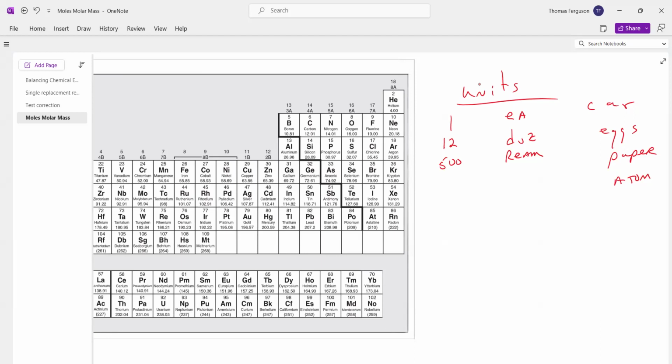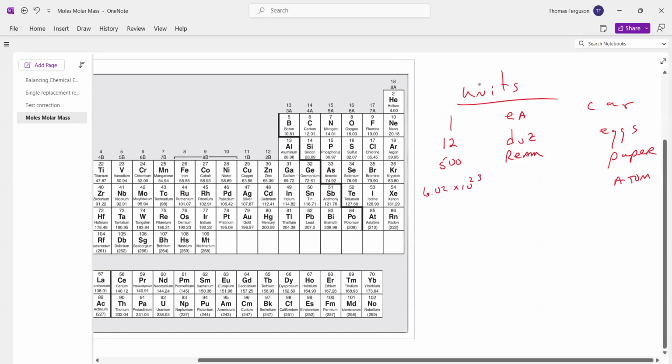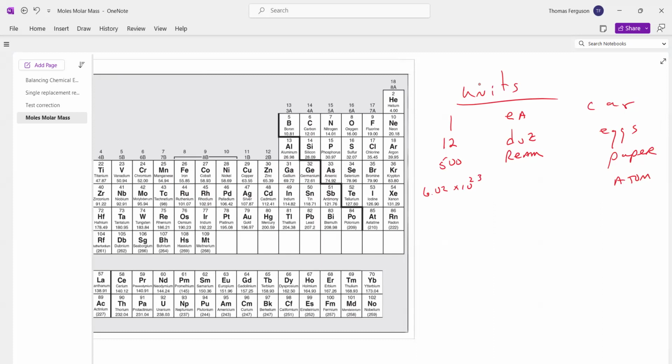What do you think this number here is going to be? Really big. And I'm saying really, really big. Let me show you how big it is. Six point oh two times 10 to the 23rd. That is a 6 with 21 zeros after it. Big number. And the name of that number is a mole.